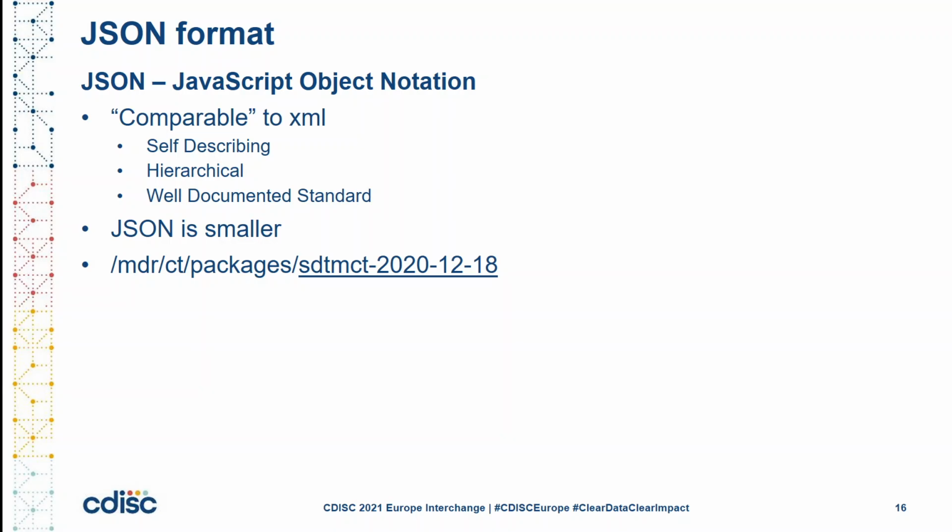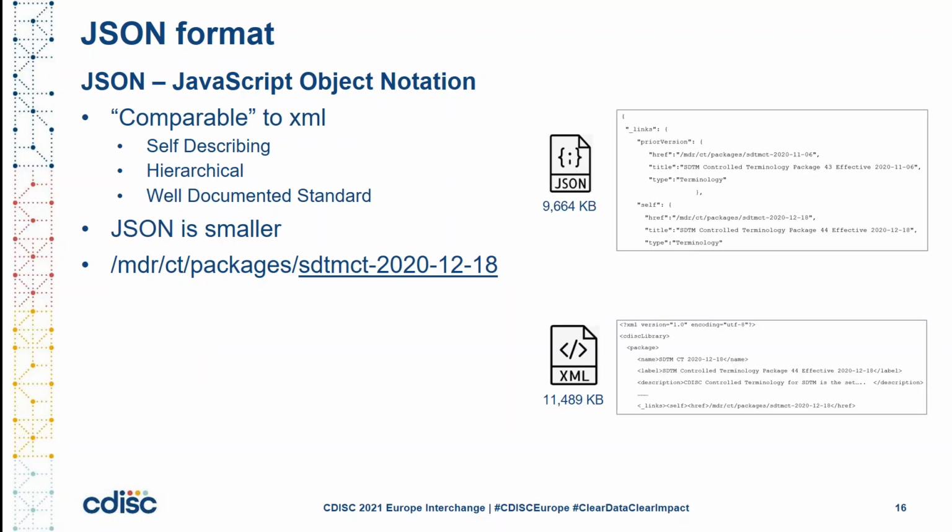For example, if we query the CDISC library to get the CDISC SDTM controlled terminology from last December, the JSON file will be around 9 megabytes, while the same in XML format is about 11 megabytes. I have a note from my friend Joseph telling me that apparently JSON is especially popular with younger people, while XML is more popular among the oldies, like him, actually using his words.